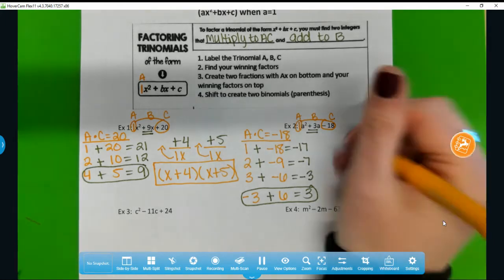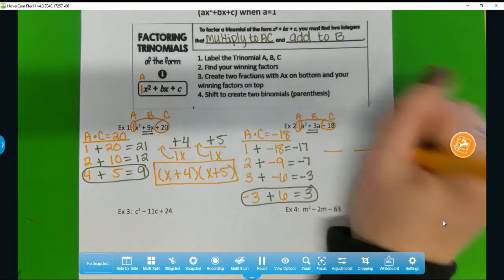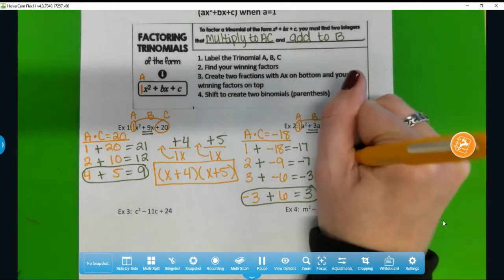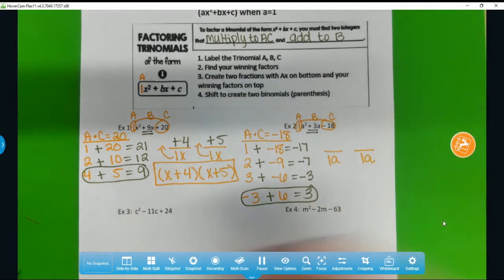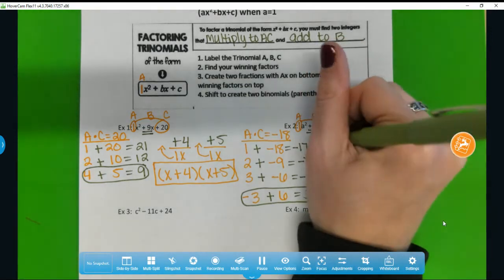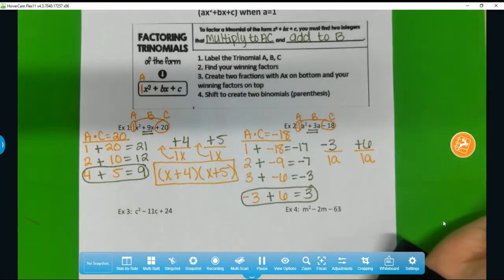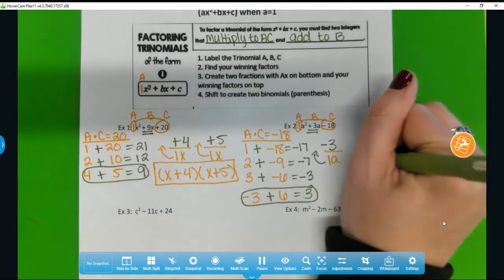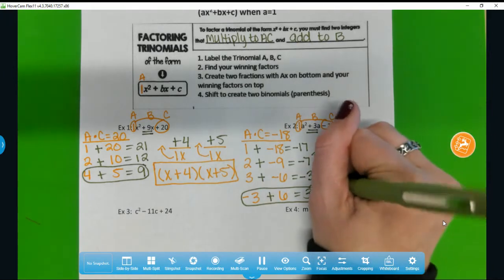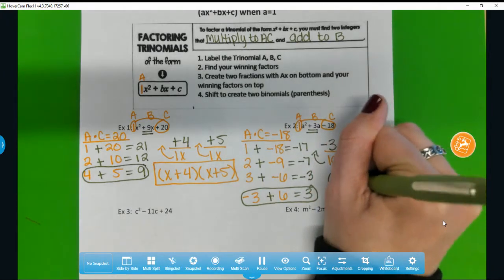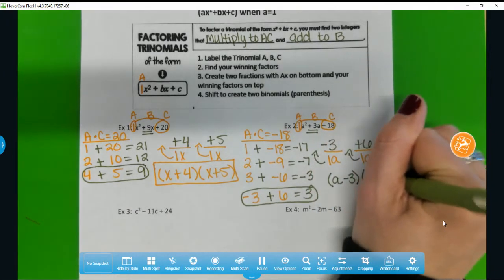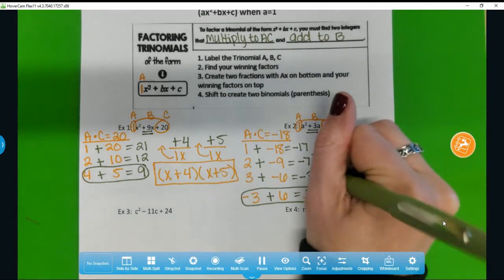Okay, so I'm going to build my fractions. This time I'm going to have 1a at the bottom because a is the variable I'm using. The top of one, I'm going to have negative 3. The top of the other, I'm going to have plus 6. Swing the bottom up. So I have a minus 3, a plus 6.